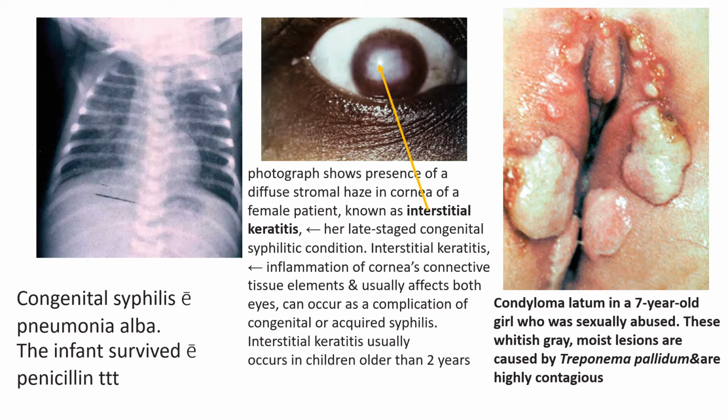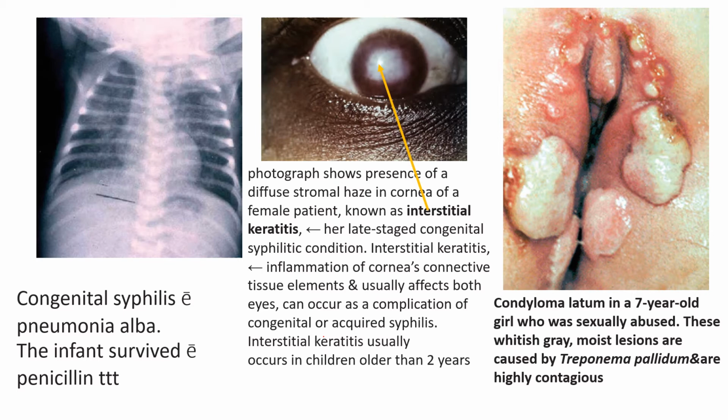The one in the middle photograph shows presence of a diffuse stromal haze in the cornea of a female patient, known as interstitial keratitis, due to her late-stage congenital syphilitic condition. Interstitial keratitis is due to inflammation of the cornea, connective tissue elements, and usually affects both eyes. It can occur as a complication of congenital or acquired syphilis. Interstitial keratitis usually occurs in children older than 2 years.